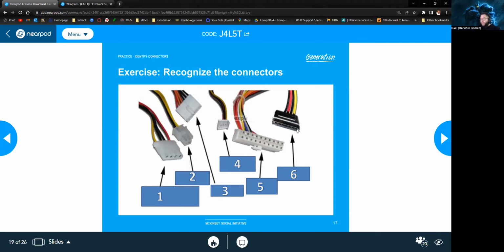What about this one here, at the end? SATA. Yeah, the SATA connector. Good job. Yeah. All right. You guys are becoming power supply experts right before my eyes.